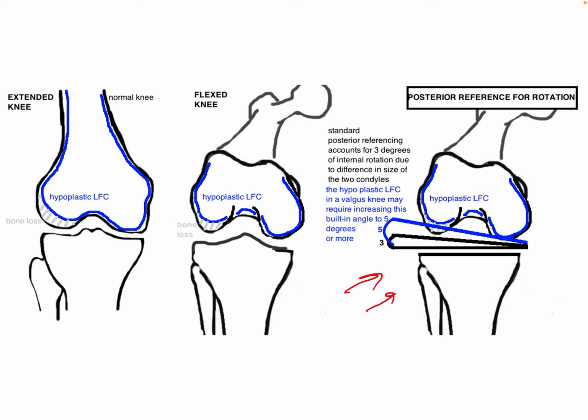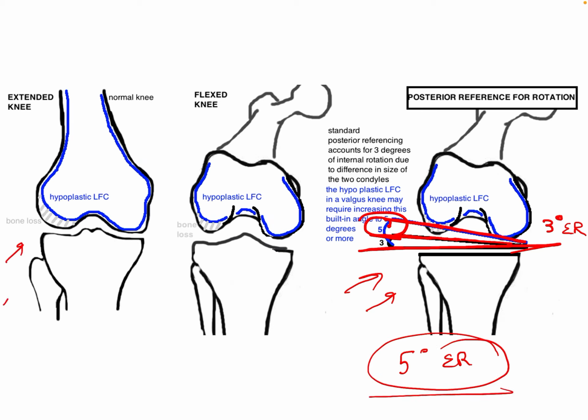We can see here what we want to achieve. This is normal, where we normally go for 3 degrees of external rotation. But in case of hypoplasia of the lateral femoral condyle, we have 5 degrees of valgus, so we will go for 5 degrees of external rotation.